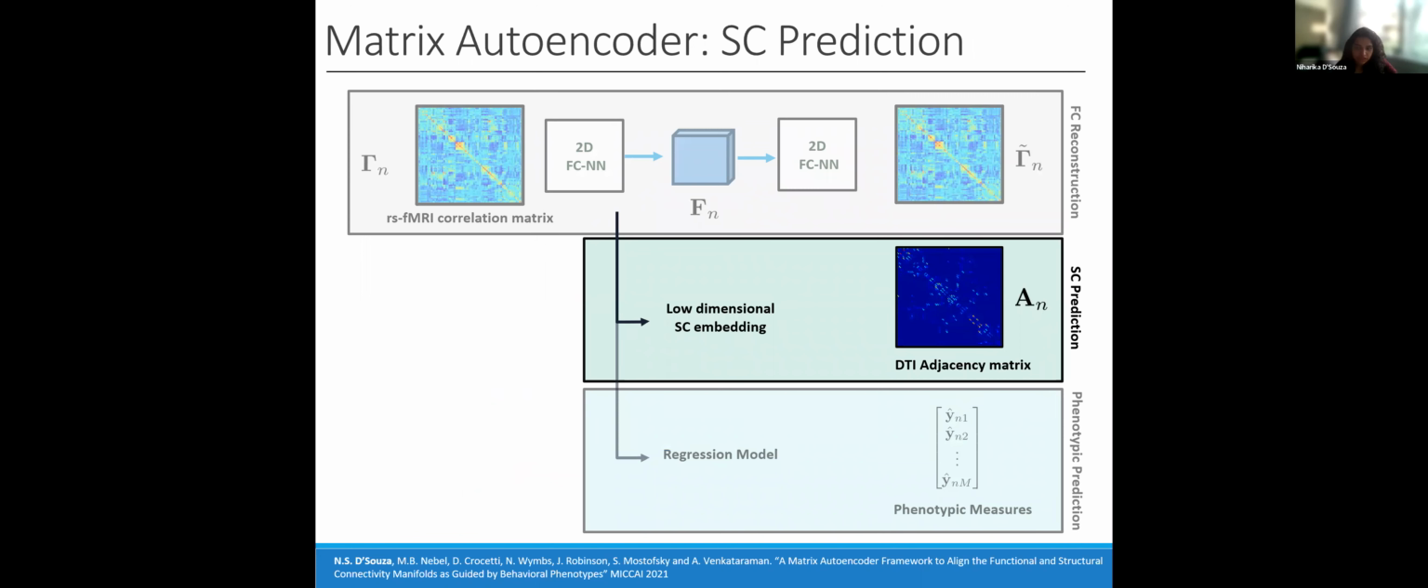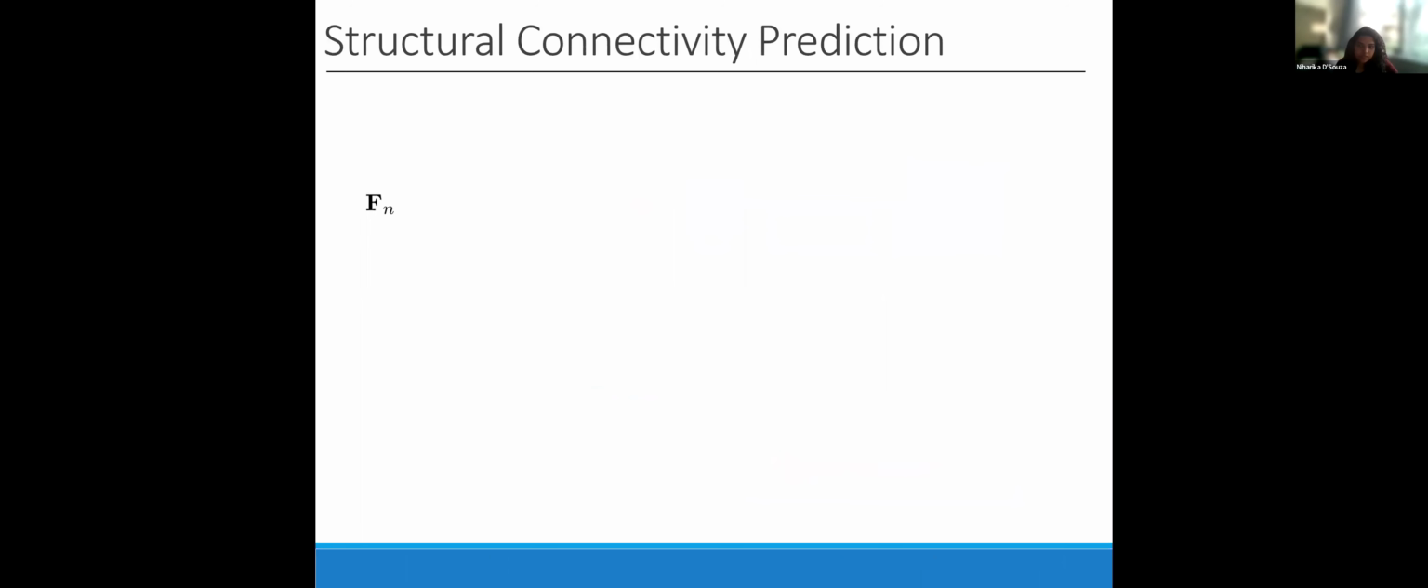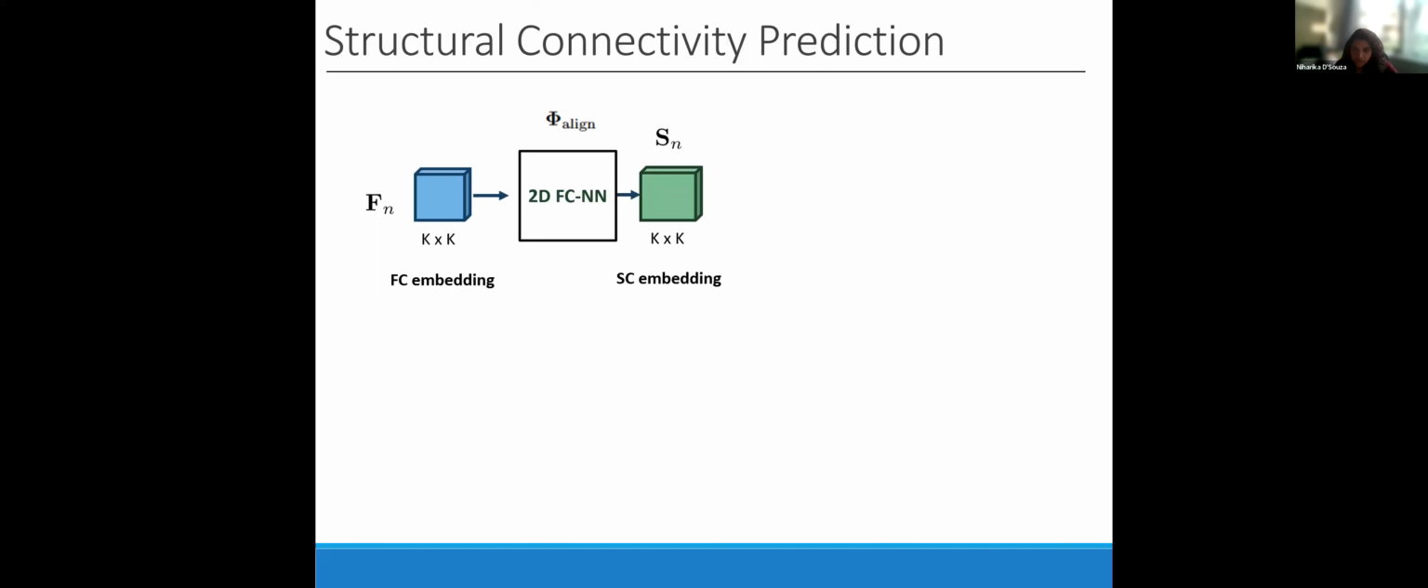So let's examine the function to structure prediction block in more detail. We use a second decoder to map the low-dimensional functional connectivity embedding F to the structural connectivity matrices A using a cascade of 2D FCNN layers. We would like to use an alignment decoder consisting of 2D FCNN layers to map from the functional to structural embedding. Our structural connectivity matrices capture the number of fiber tracts connecting different pairs of brain regions.